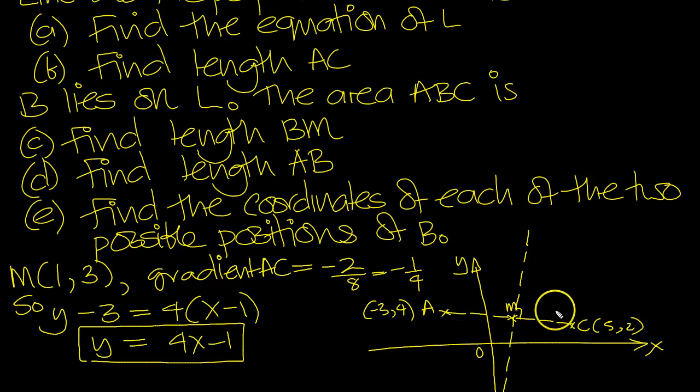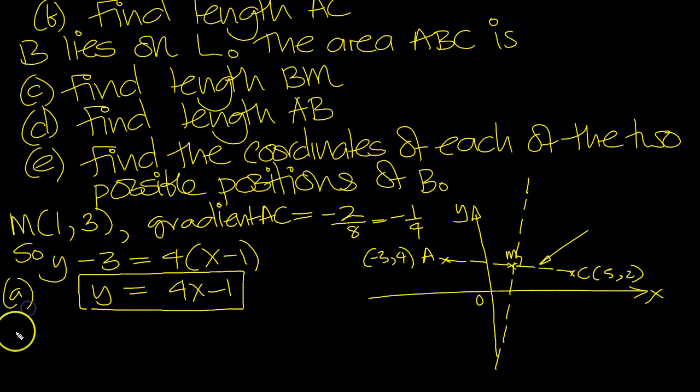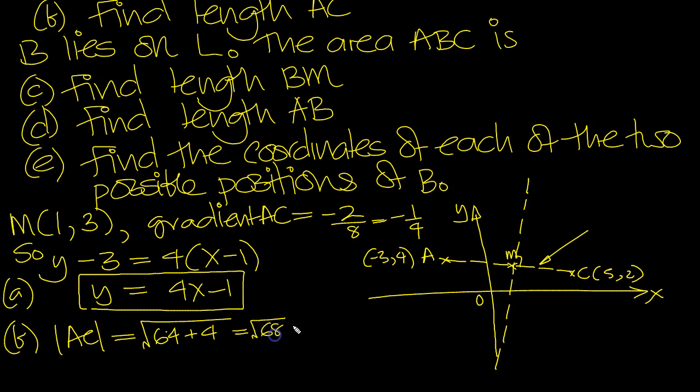Find the length AC. So for part B, the length AC, using Pythag. It's a triangle here in our mind's eye. The horizontal distance between the x's, minus 3 to 5, is 8. 8 squared is 64. Vertically, it goes from 2 up to 4, and 2 squared is 4. So it's root 68, and that's 4 times 17, so that's 2 root 17 when we simplify it.